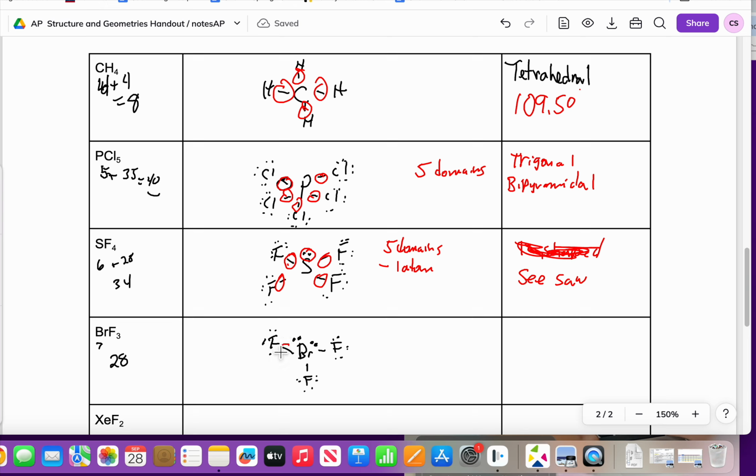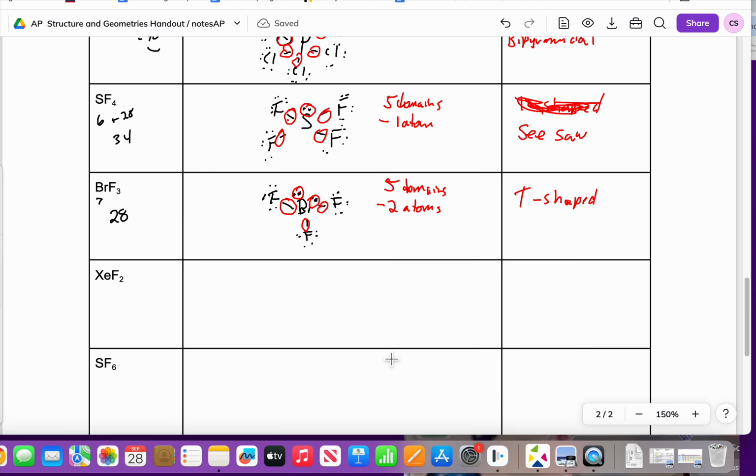Now we'll count the electron domains. 1, 2, 3, 4, 5. So we still have 5 electron domains, but 2 domains on the central atom don't have atoms on them. So 5 domains minus 2 atoms. That geometry is known as T-shaped. We're going to practice this in a little bit with the model kits.